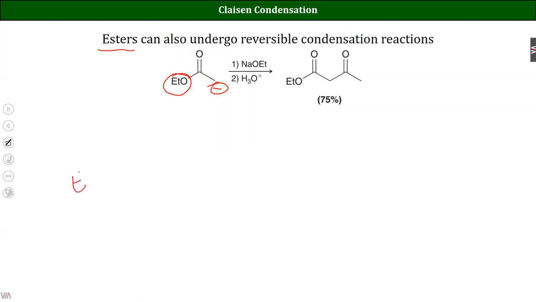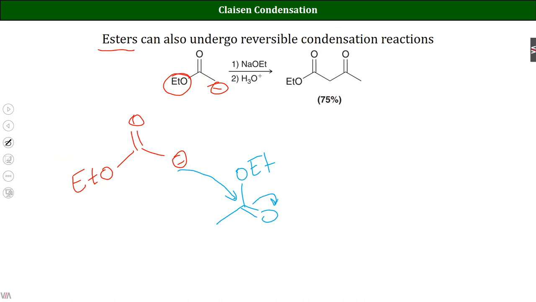Which then, if we have that attack our other molecule, it'll temporarily make a weird looking tetrahedral intermediate where you have a deprotonated oxygen and an ethoxy group and the new bond we just made. But then just like when we were making our different acid derivatives, when you have a good leaving group, it's more advantageous to just take off that leaving group and reform the carbonyl. So our intermediate would look something like this.